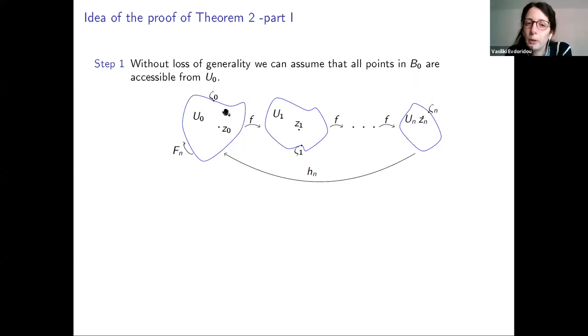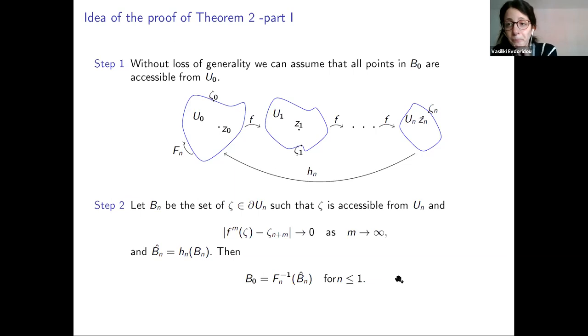So we do all this, we have this picture here now with the wandering domains, and we are going to define a sequence of sets, B_n. So remember, we started with our original set B_0, which was a subset of the boundary of U_0 that consists of the points whose orbits tend to ζ_0, right? So we had our original set B_0, which has positive harmonic measure. And now we define a sequence of sets B_n.